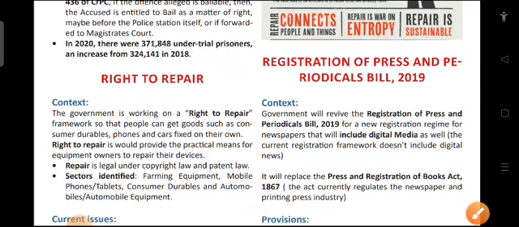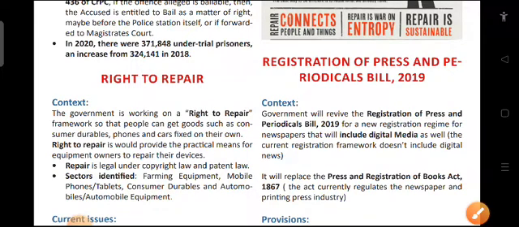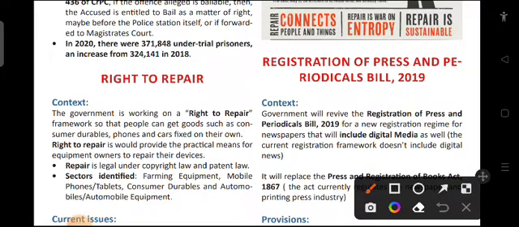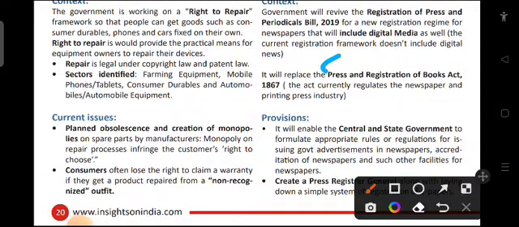Next one is Registration of Press and Periodical Bill 2019. Now what is the context? Government will revive the Registration of Press and Periodicals Bill 2019 for a new registration regime for newspapers. That will include digital media, as the current registration framework does not include digital news. It will replace the Press and Registration of Books Act 1867. The Act currently regulates newspaper and printing press industry.